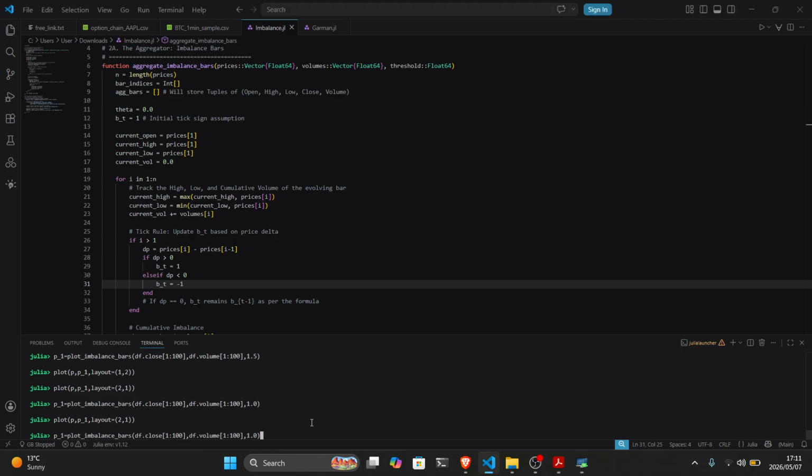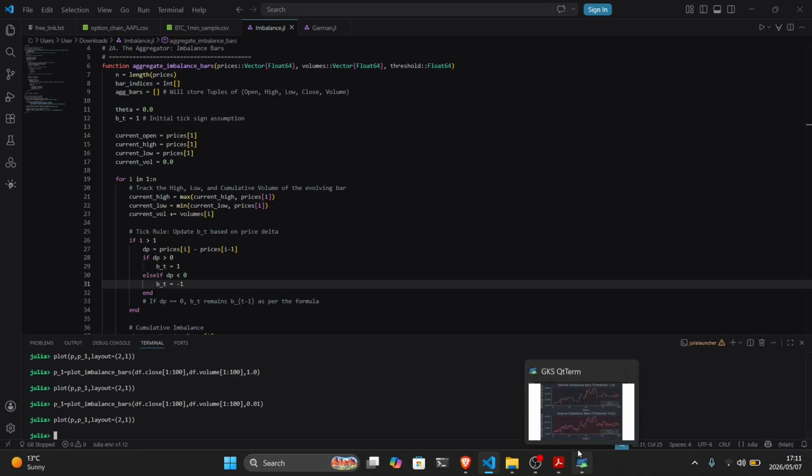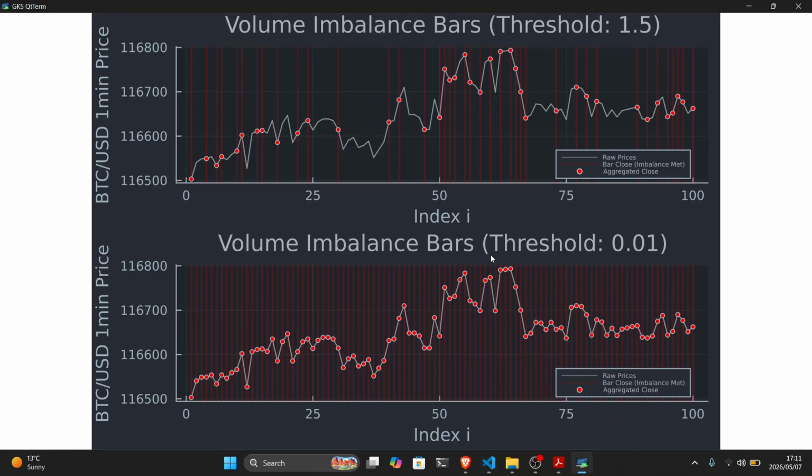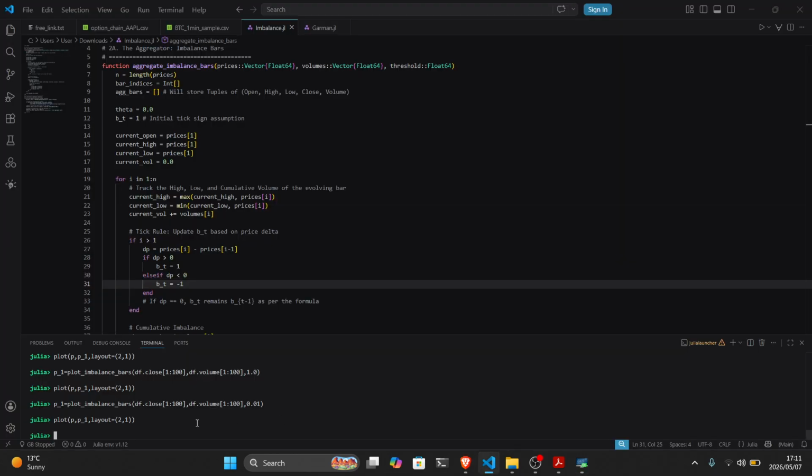But let me make it even smaller, 0.1. Just plot these together. And essentially, as you decrease the threshold, the number of imbalances that get met increases. Now, let's try this for more indexes of the data set.